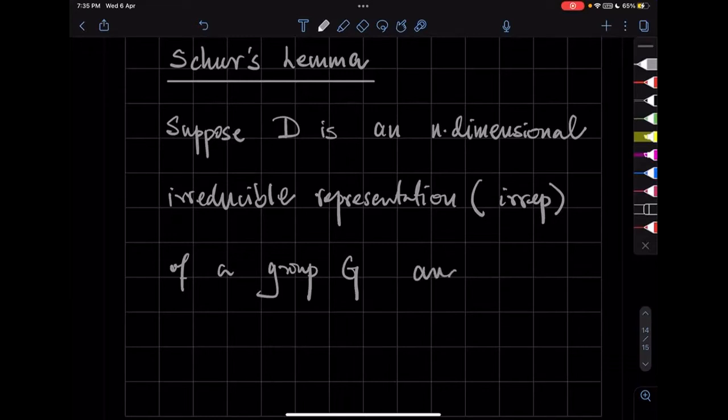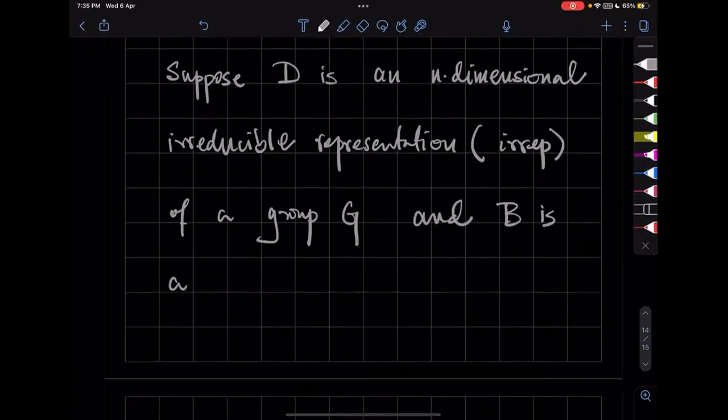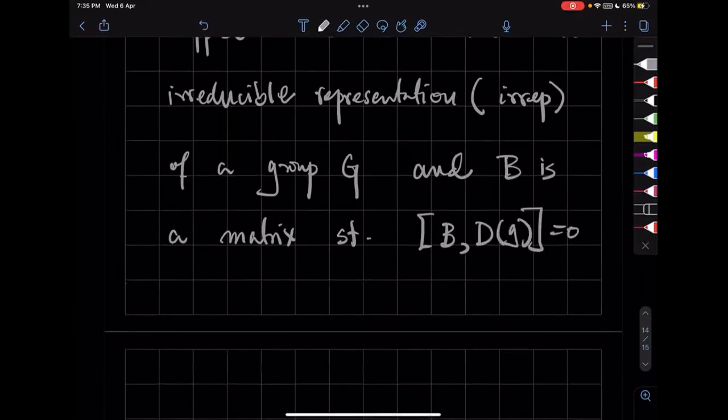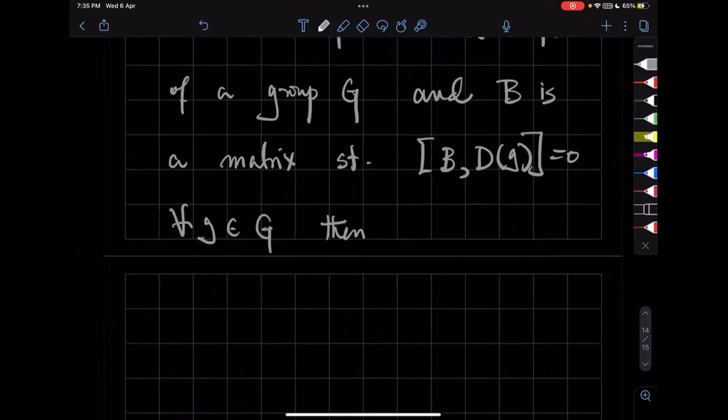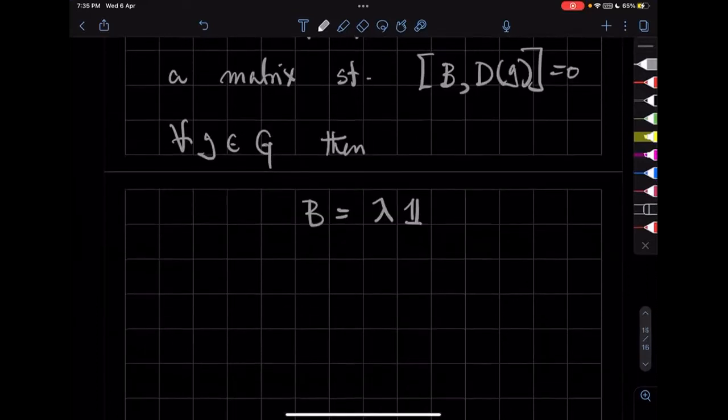And B is a matrix such that B commutes with all the elements of this representation. Then B must be proportional to the identity matrix.